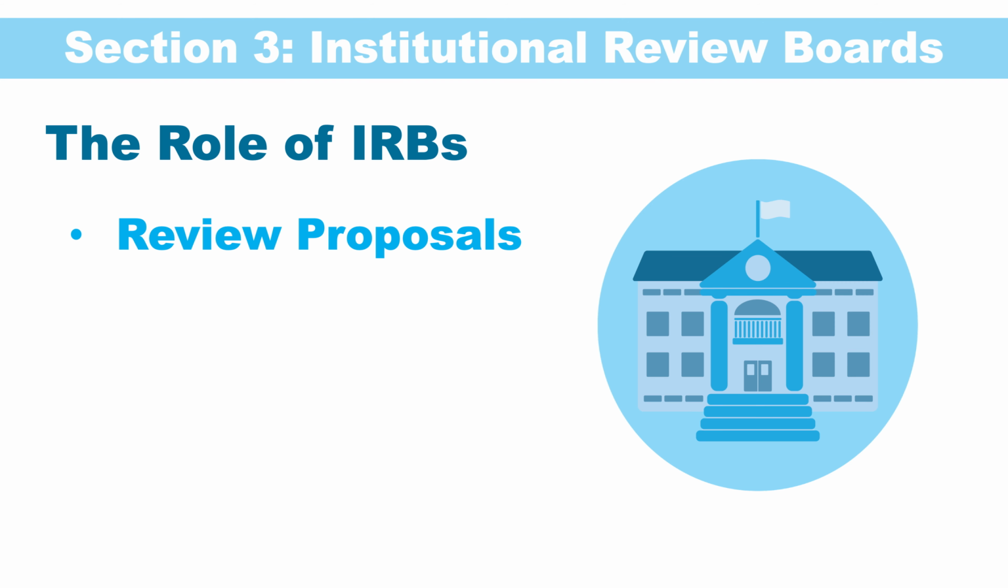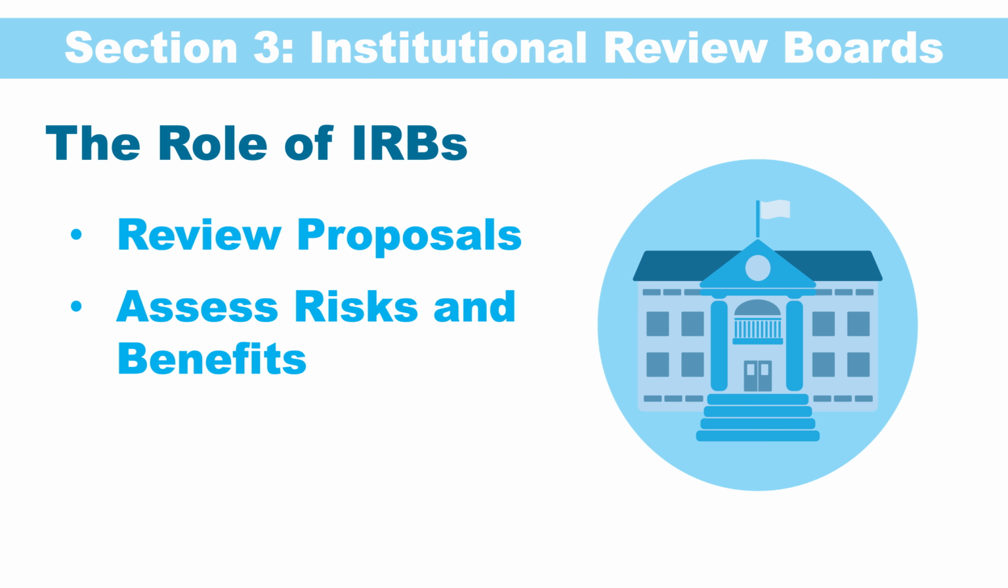IRBs oversee research in several different ways. First, they review proposals. Researchers submit detailed plans outlining their study purposes, their methods, and potential risks. Next, they assess risk and benefit. IRBs evaluate whether the potential benefits of a research study outweigh the risks to participants. Finally, they ensure compliance. IRBs confirm that studies follow ethical guidelines, such as obtaining informed consent and protecting confidentiality.